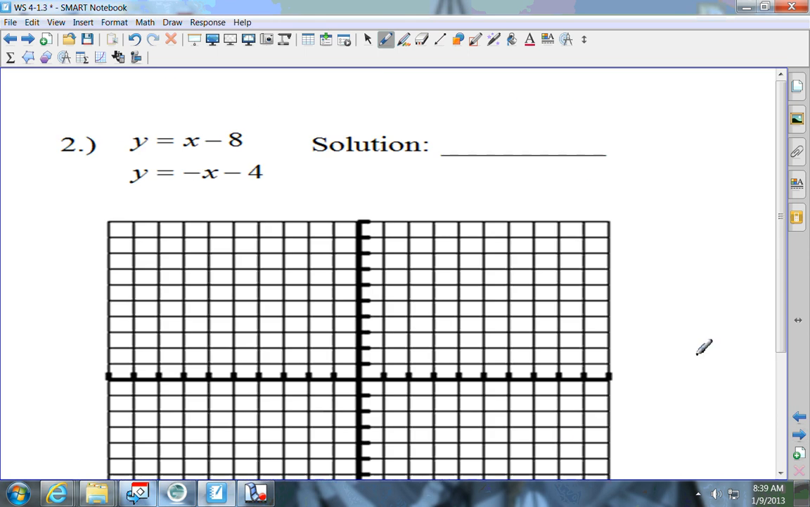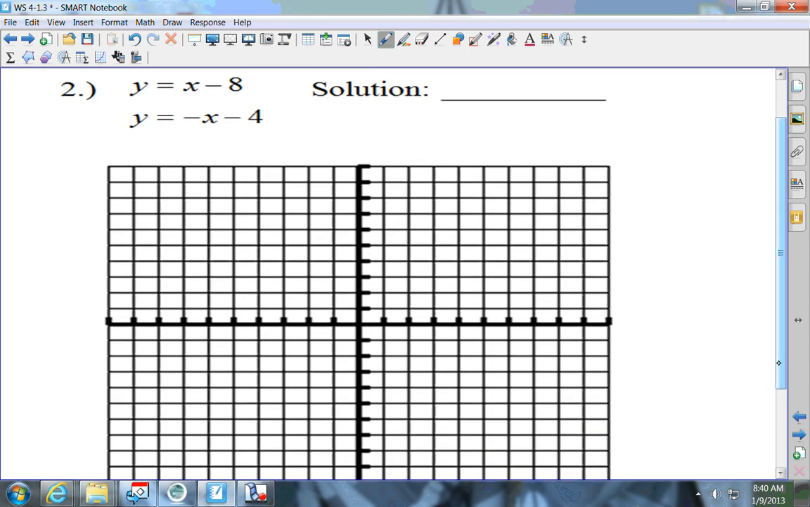Okay, let's look at number 2. I'm going to start at the y-intercept, which is -8. Start at 0, 0. 1, 2, 3, 4, 5, 6, 7, 8. Put a dot. The slope is the number in front of x. If there's not a number there, that's a 1. Well, 1 over 1 tells me to go up 1 to the right 1. So I'm going to start here.